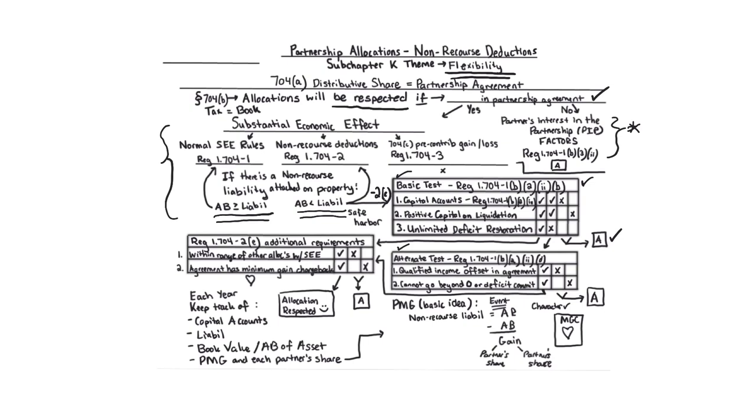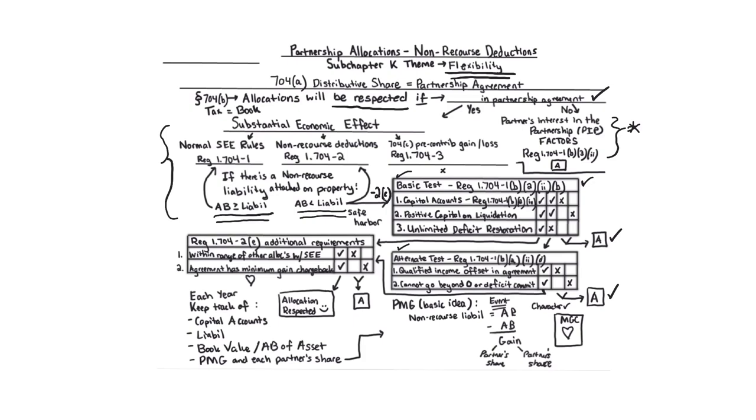That's what you're doing: you're establishing these at some point in your problem to show your path and your reasoning. You need to do that. Okay, so the alternate test, now we're told in our problem it's met, but if we fail either of these in the alternate test, again, it's going to be the partner's interest in the partnership. We don't want that. One thing to note, remember the basic test is all or nothing. We talked about that in that video for substantial economic effect.